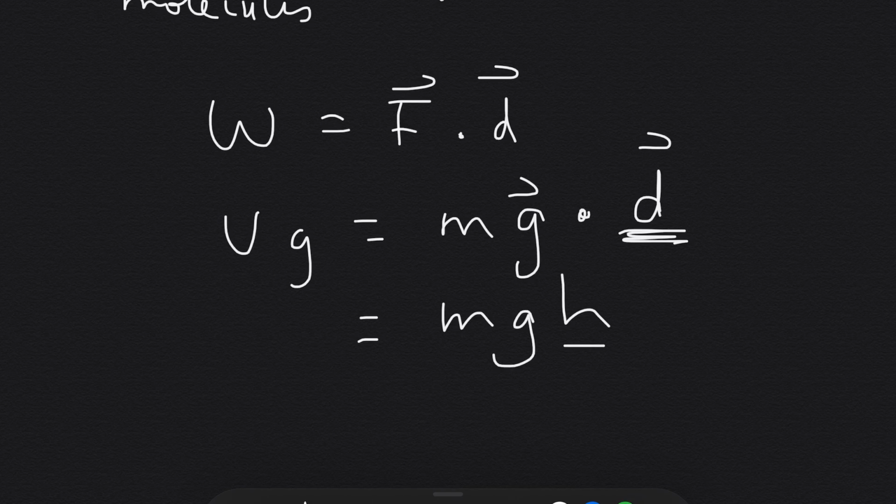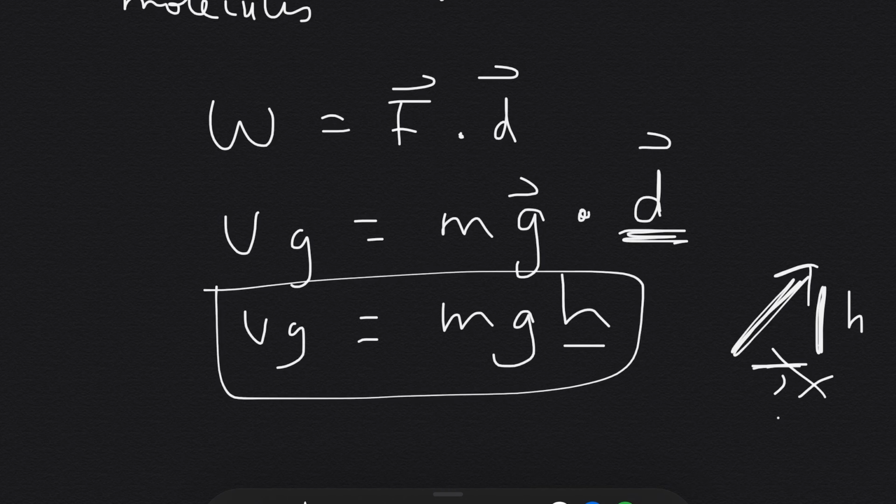And that's why that g dotted with d disappears, because g is in the vertical direction. And since it's in the vertical direction, when I dot it with d, the distance that you travel, only the height component will be taken. So even if you travel some sort of a displacement that looks like this, we will only take the h part of it. We will eliminate whatever else this is. We'll just get rid of it. We won't use that when we're calculating potential energy. All right, so I hope that makes sense. So this is how potential energy is defined.